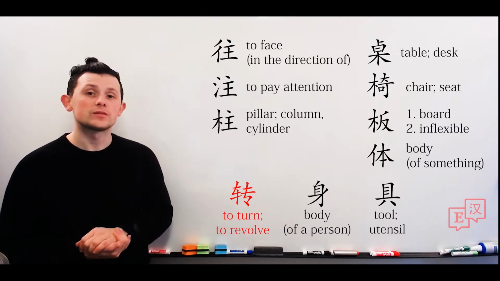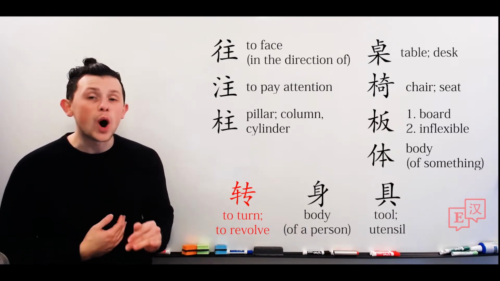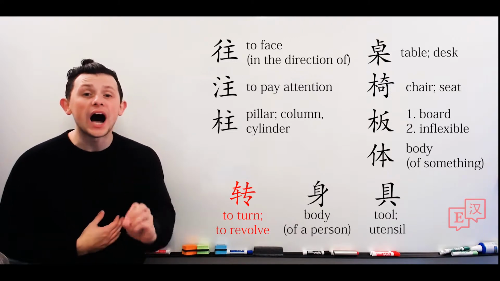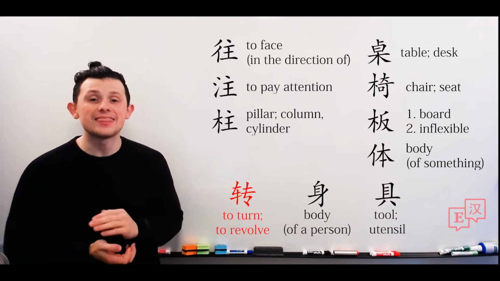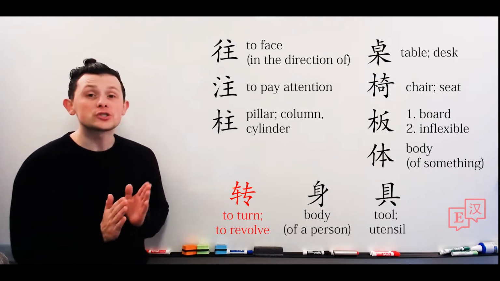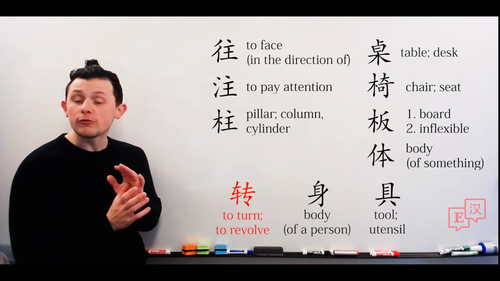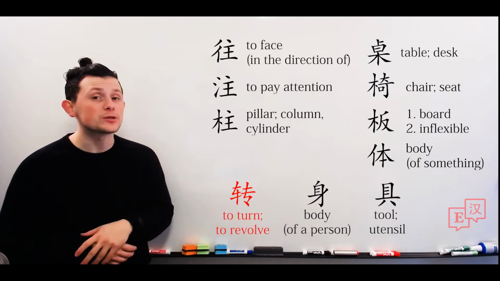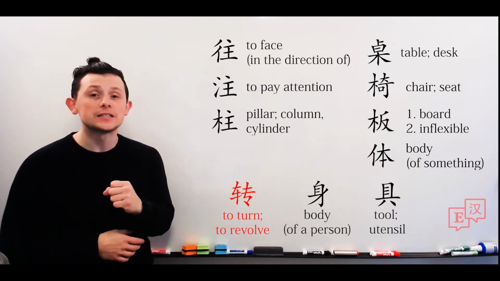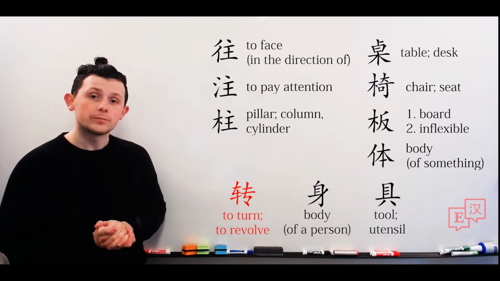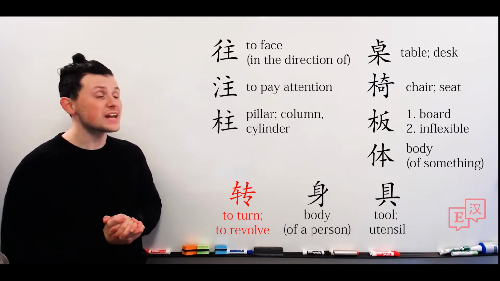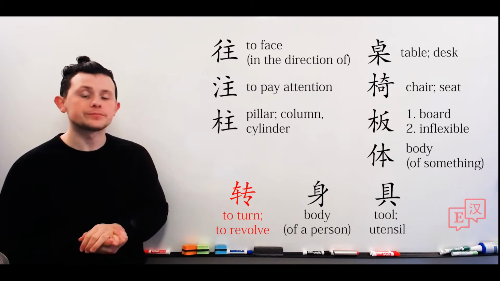Zhuan. Like zhu with an an. This character means to turn or to revolve. And we'll use this in accompaniment with wang to express turning in the direction of something. One last time. Zhuan.